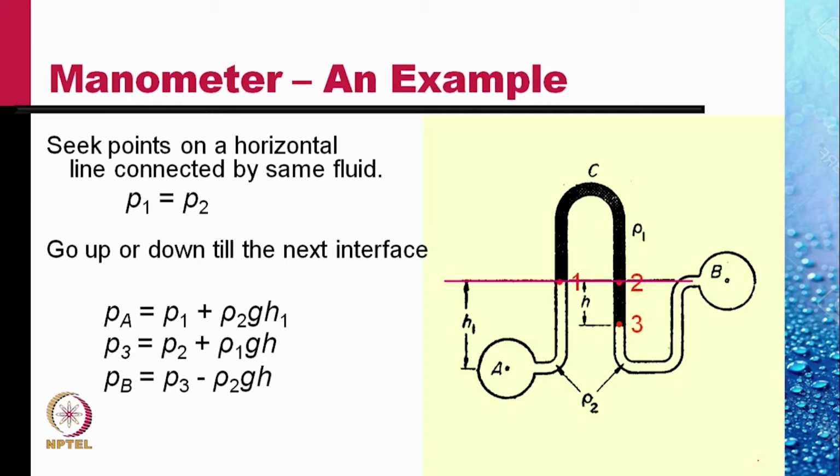Putting it all together, that is summing these three equations, we get PA minus PB is equal to rho 2 g (H1 minus H) minus rho 1 gH. If we know the heights H and H1 and the densities rho 1 and rho 2, we can calculate the pressure difference PA minus PB.